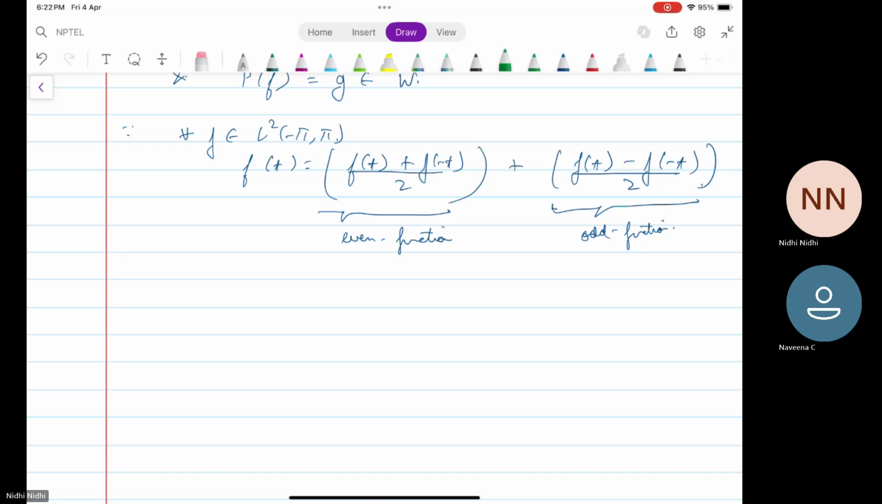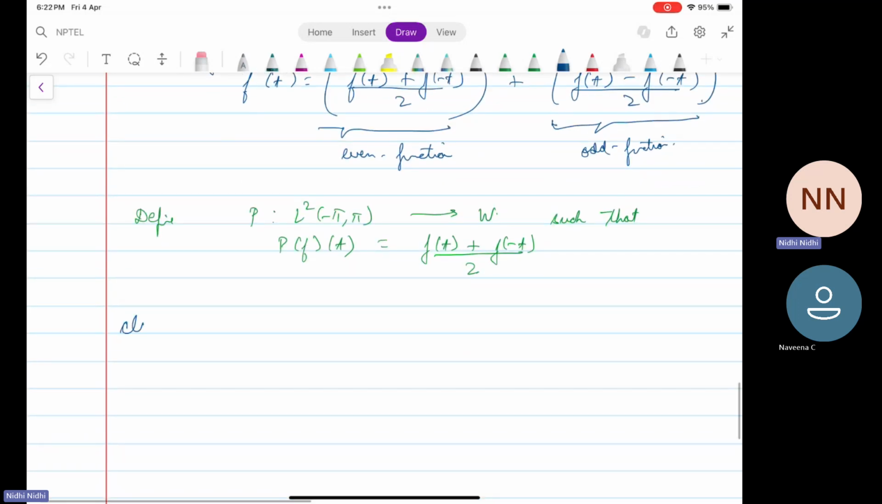Now, if I define P from L2 minus pi to pi to the space W such that P of f at any point t is equal to f(t) plus f(minus t) by 2. Clearly, P of f is an even function, so this P is well defined. All we need to show is that this P is an orthogonal projection. That means by that characterization we discussed earlier, I claim that the inner product of Pf with g is equal to the inner product of f with g for every g in W. If this holds, then surely this P is an orthogonal projection.